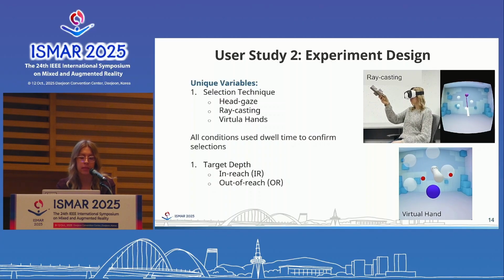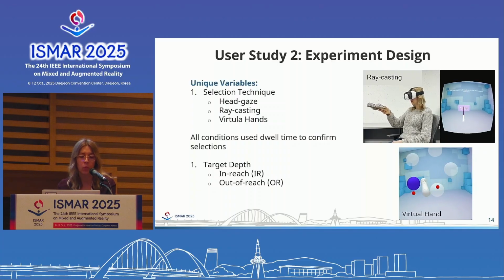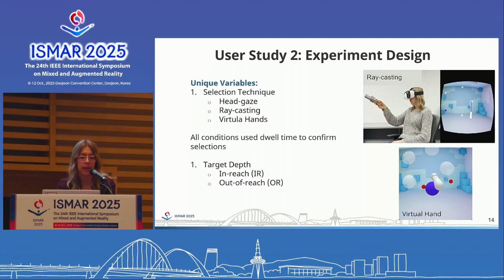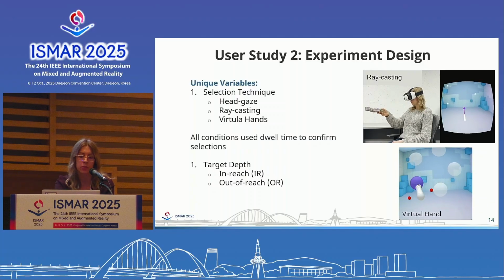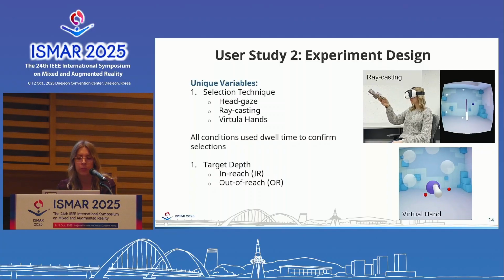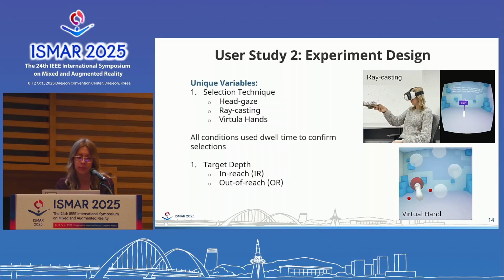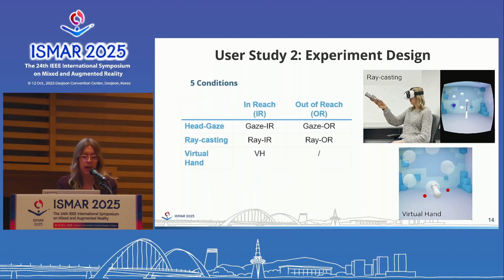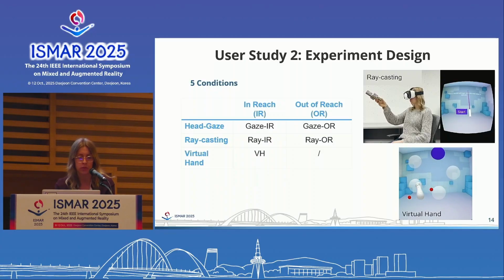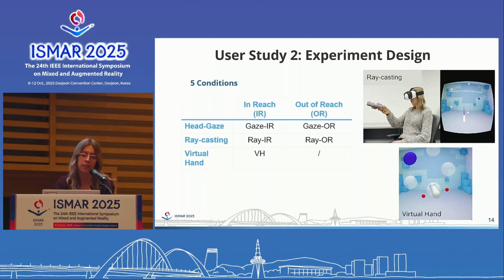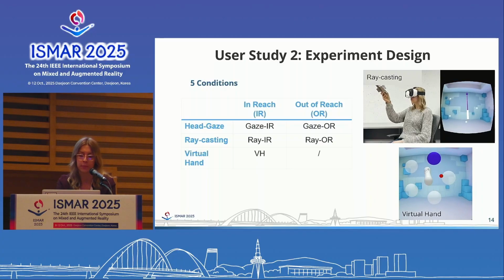And we placed the selection tasks at 2 depths, one within reach and one out of reach. So the out of reach depth was the same target depth used in the first study. So we were able to directly compare certain results between both studies. And the 5 study conditions are made of the selection technique and target depth combinations, except the virtual hand technique couldn't be used with out of reach targets, so that combination was not included.